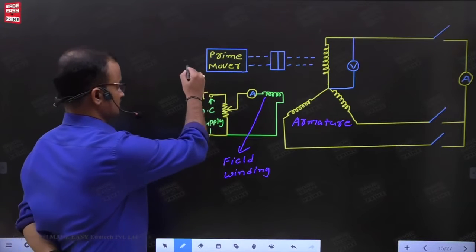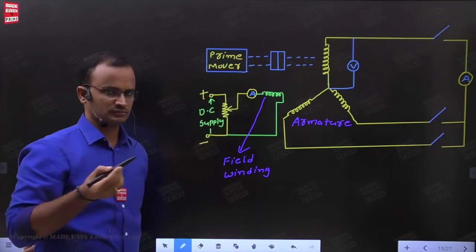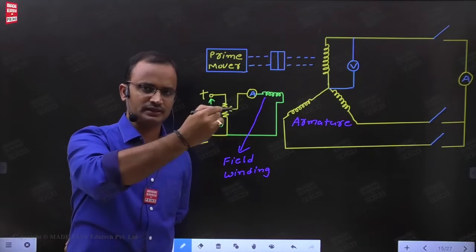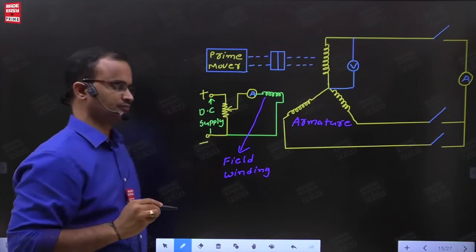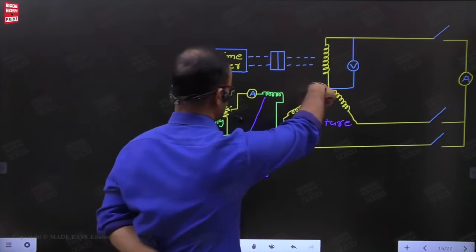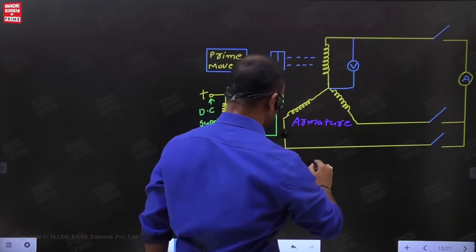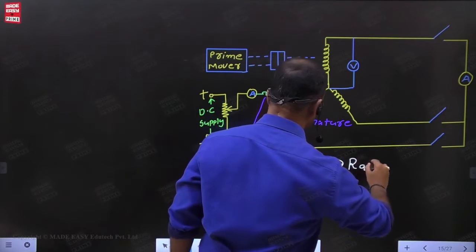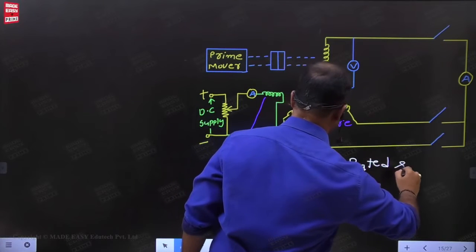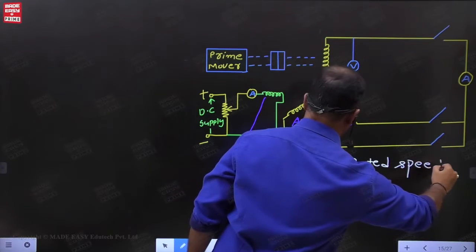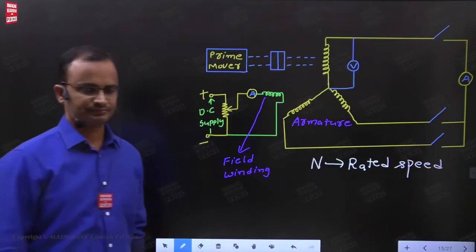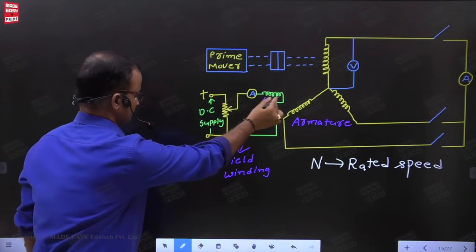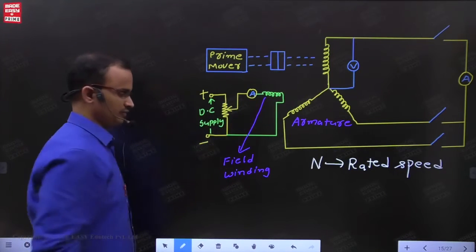In case of the OC test, by using a prime mover, which may be a motor or, with respect to a generating station, a turbine, it is operated at the rated speed. Thereafter, by varying the potential divider, we can adjust the current in the field winding.